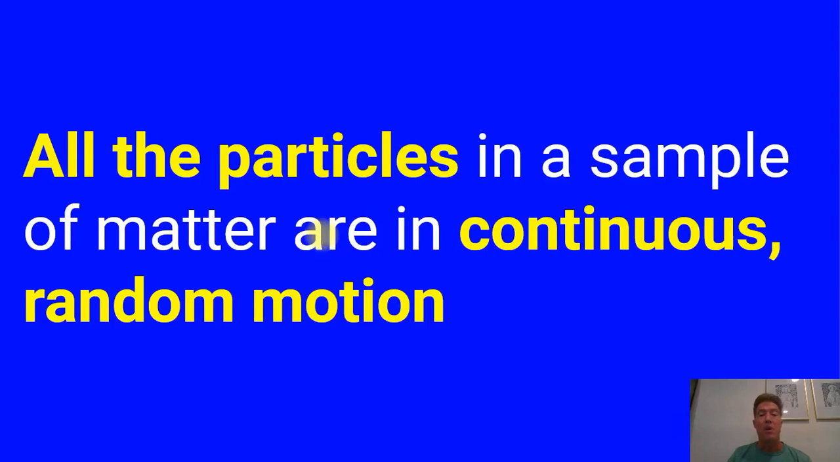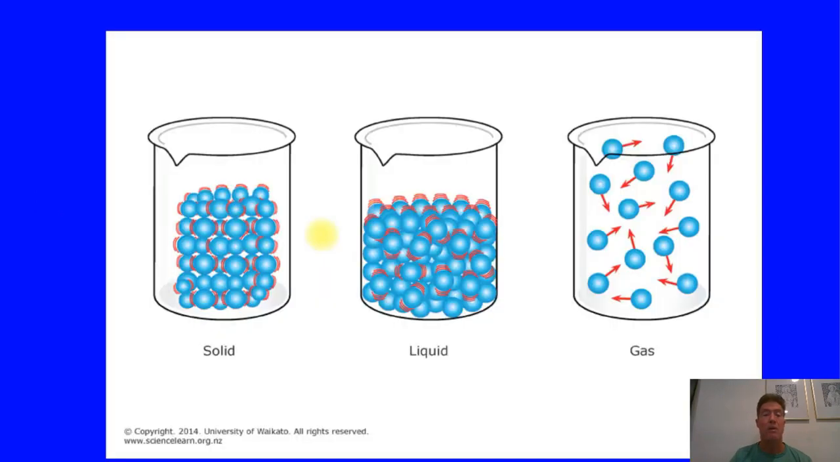KMT says all the particles in a sample of matter, any kind of matter, are in continuous random motion. Now we know this is true of a gas, but it's also true of a liquid, which slips and slides and is wiggling and wobbling, and also true of a rigidly fixed solid. Those particles are still in constant random motion. They can't break away from each other, but they can vibrate in place, and they can twist, and they can stretch, and all that's happening.